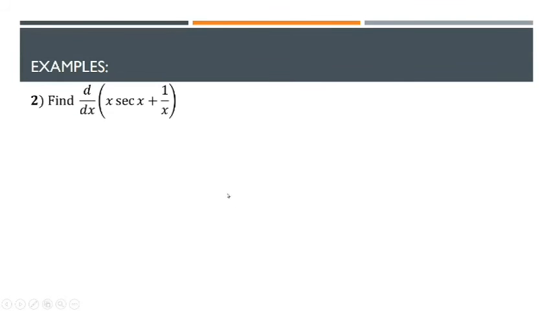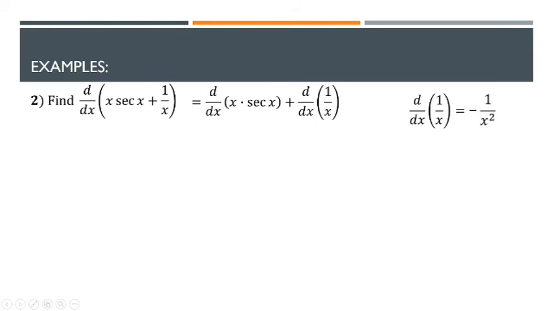Number 2, find the derivative of x secant x plus 1 over x. So since it is a sum, we can take the derivative of each term. So derivative of x times secant x plus derivative of 1 over x. So derivative of 1 over x is, we already got that previously, negative 1 over x squared. And for the first term, we can use product rule. So we have x times derivative of secant x plus secant x times derivative of x, minus 1 over x squared.